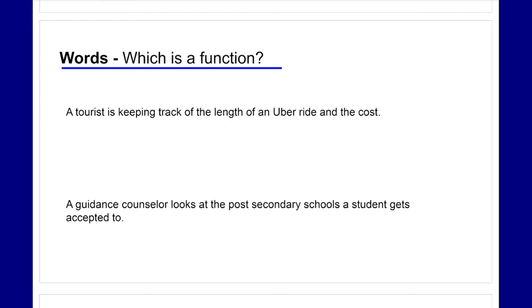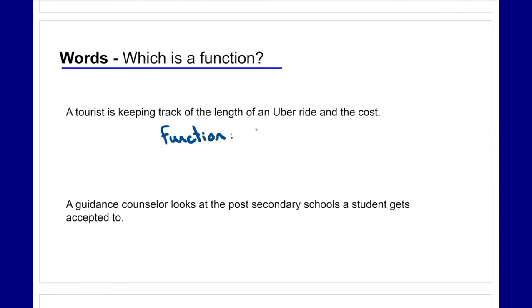So for example, a tourist keeping track of the length of an Uber ride and the cost. You can think of it, for every length of a trip, is there only one cost? Or can you have one length or one trip equal multiple costs? Assuming everything is fixed, everything is standard in terms of fares, we would say that the first one is probably a function.